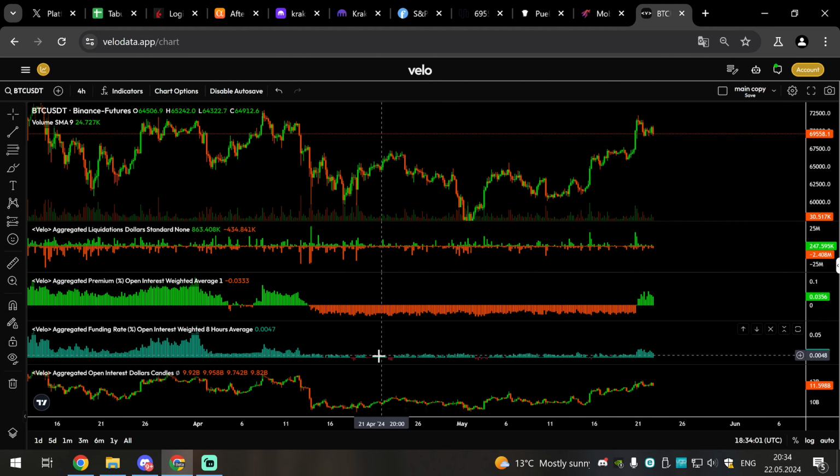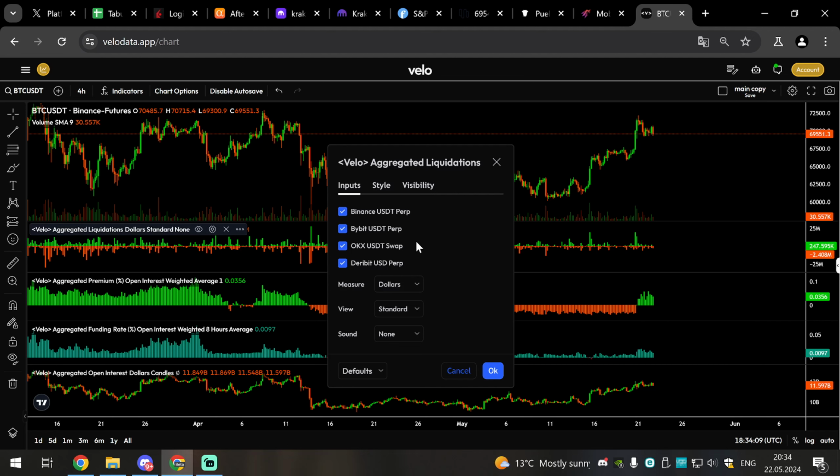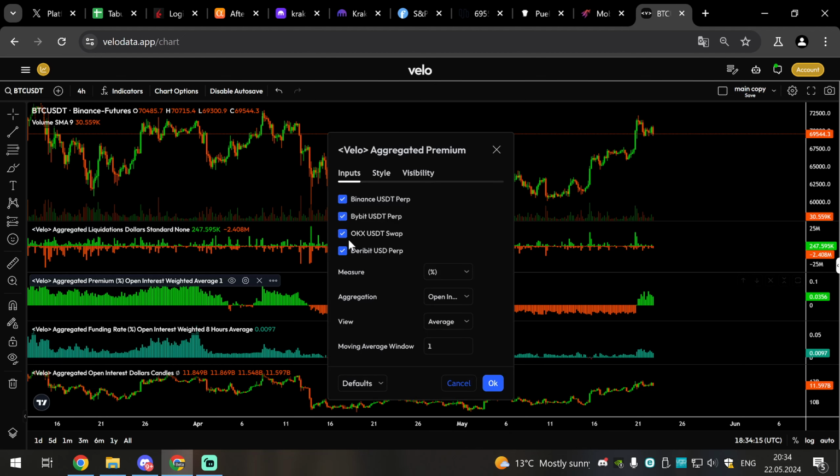Now we will be complementing it with the funding rate, and this is the aggregated funding rate. By the way, the settings, maybe I didn't show you the settings. Nothing changed on settings in the liquidations. We are in dollars. Here we are watching. Even if it says aggregated, this is the only disadvantage of Velo. They don't have as many exchanges.